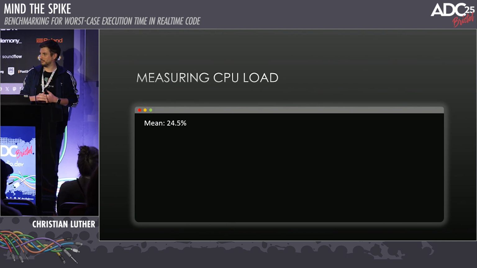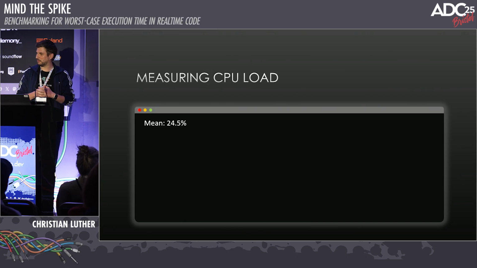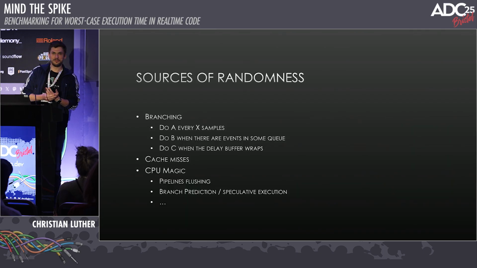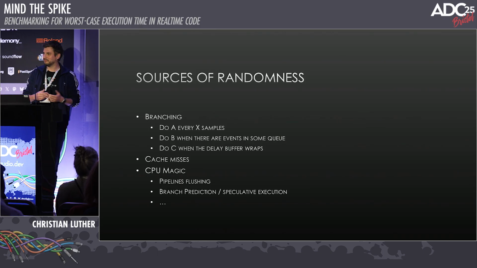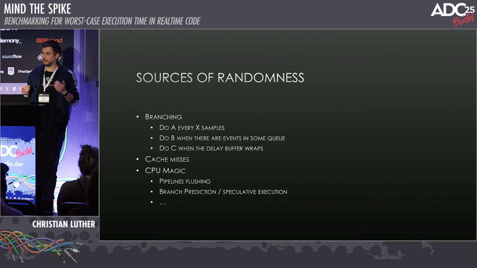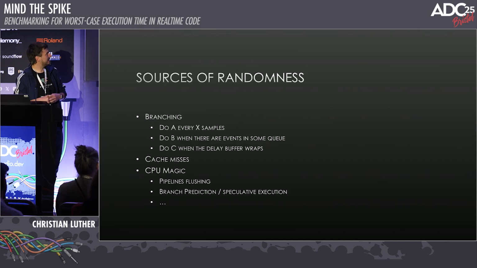Which seems fine for now. If it's a standalone application, it's a quarter of a core. That's 12 dB of headroom. This seems okay, but we don't really know. Maybe it doesn't always take these 24.5%, because what it really is is a random process. The code doesn't always take the same amount of time. There are things in the algorithm, like branching. We have to do something every X samples, or from time to time process some events in a queue. So not every process call will take the same time.